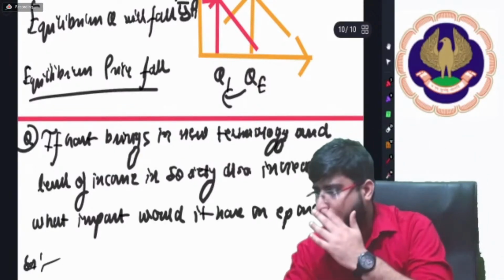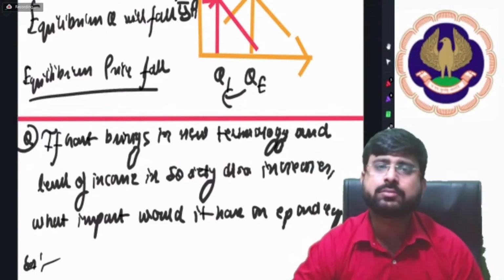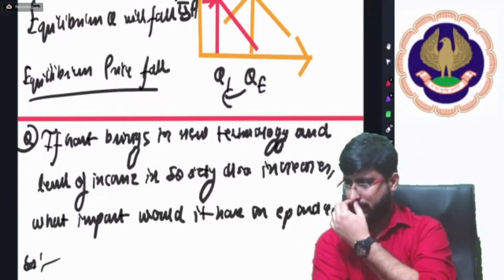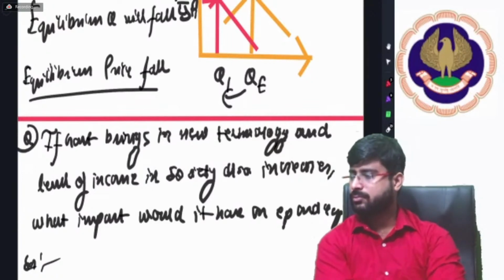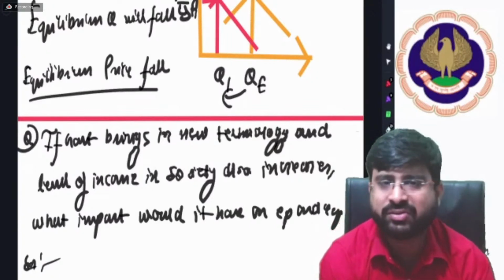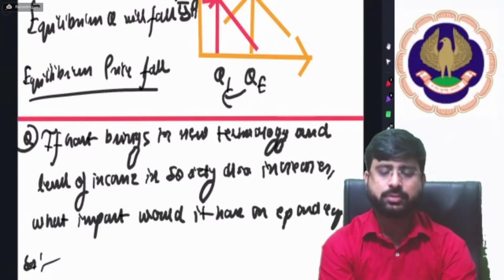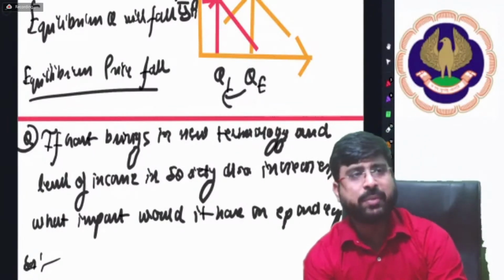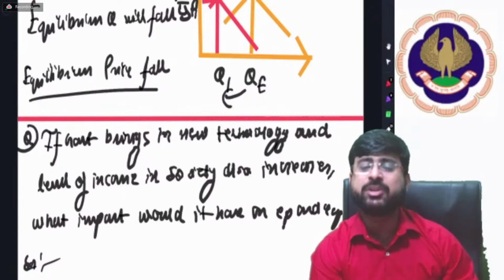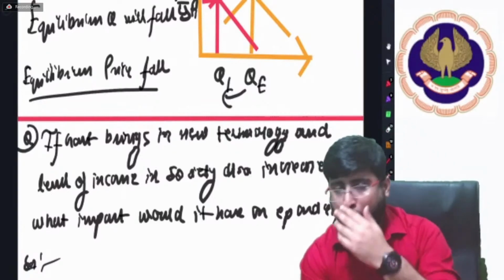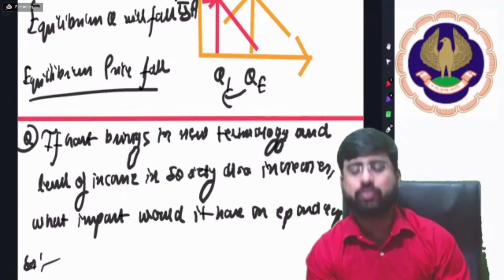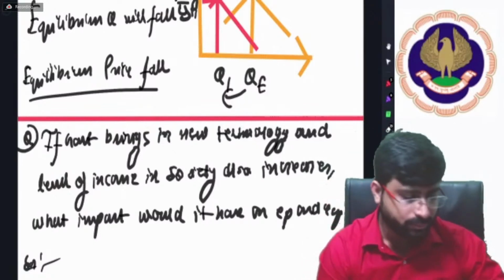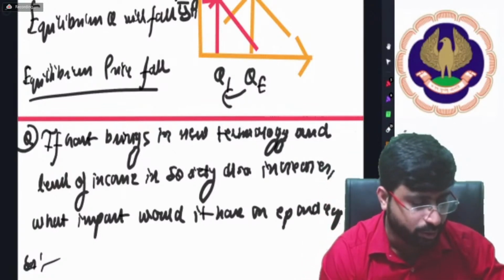Come on friends, answer me. I'll read out the question. If government brings in new technology and level of income in society also increases, what impact would it have on equilibrium price and equilibrium quantity?